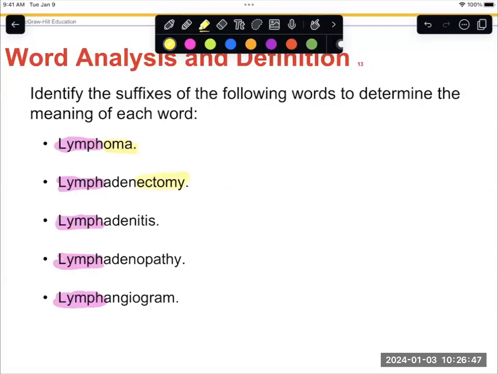Lymphadenitis, suffix itis, means inflammation. So inflammation of those lymph nodes. Pathy means disease. So here we have the disease of the lymph nodes.